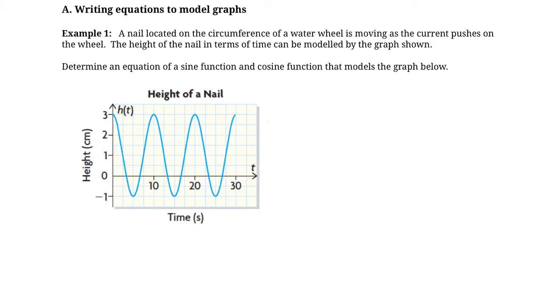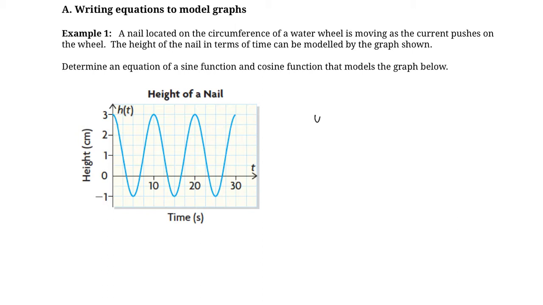So let's start with writing equations to model graphs. In our first example, a nail located on the circumference of a water wheel is moving as the current pushes on the wheel. The height of the nail in terms of time can be modeled by the graph shown. Determine an equation of a sine function and a cosine function that models the graph below.